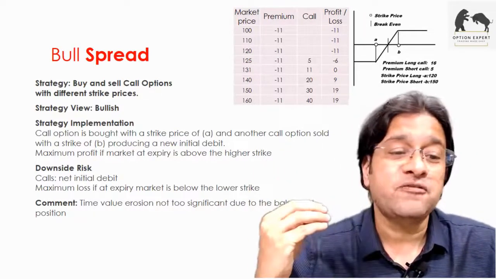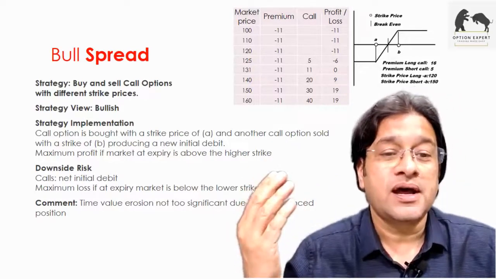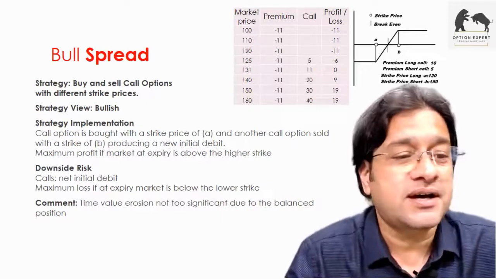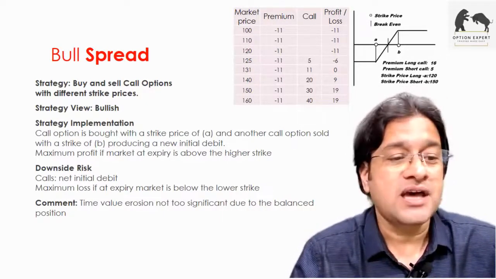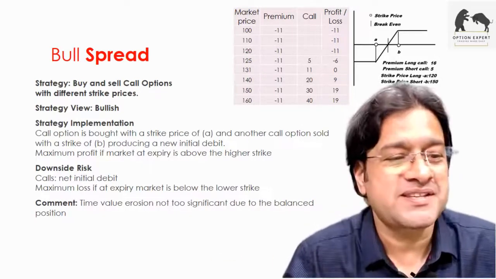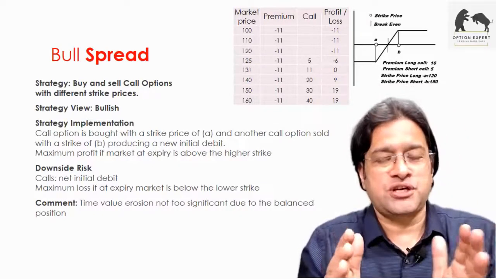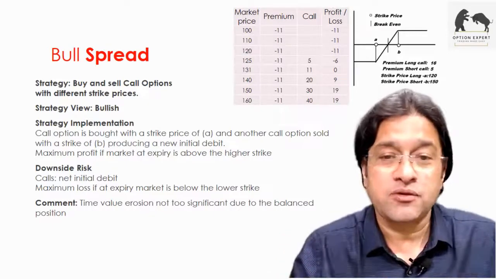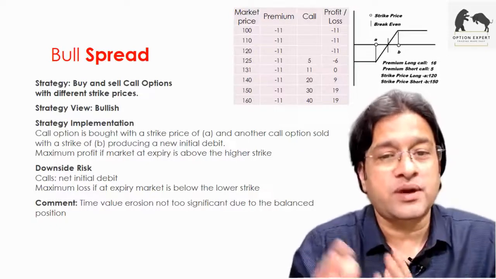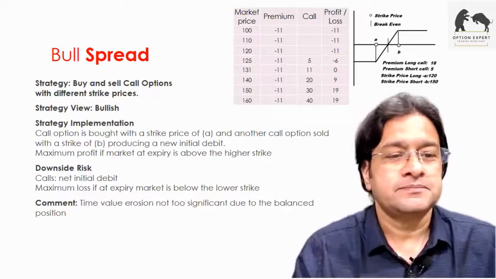Maximum profit is if the market at expiry is above the higher strike, whichever higher strike you have sold. Now, the downside risk is the net initial debit for the calls, and the maximum loss occurs at expiry if the market is below the lower strike price. The time value erosion is not too significant due to the balanced position. Remember, you have also sold a call as well as bought a call, so somewhere it nullifies. Both are working in your favor.